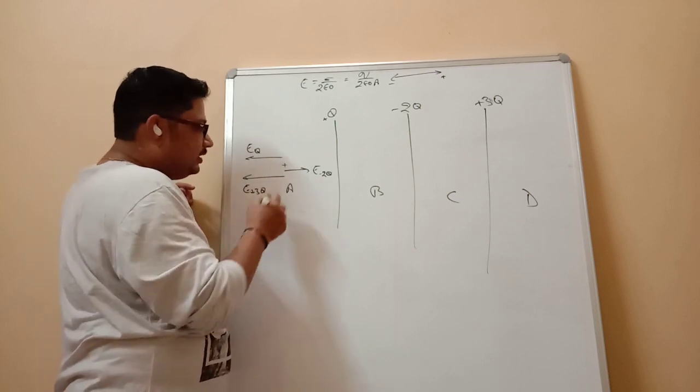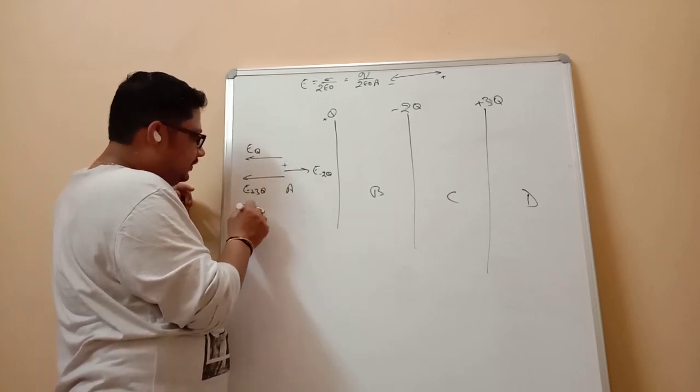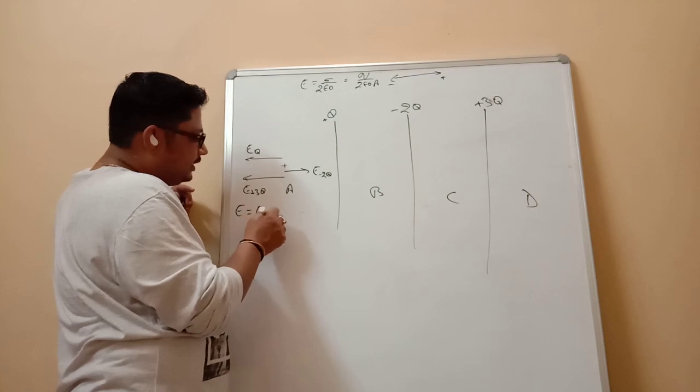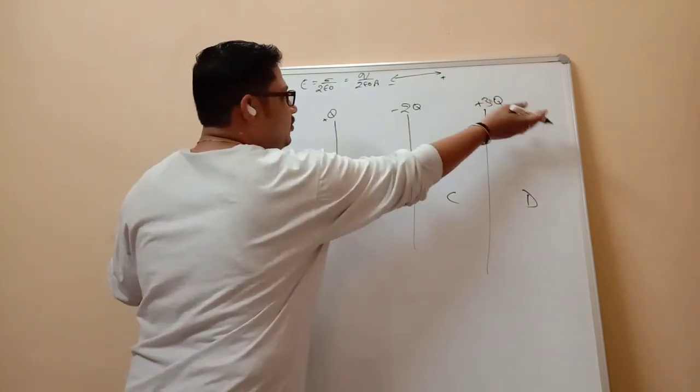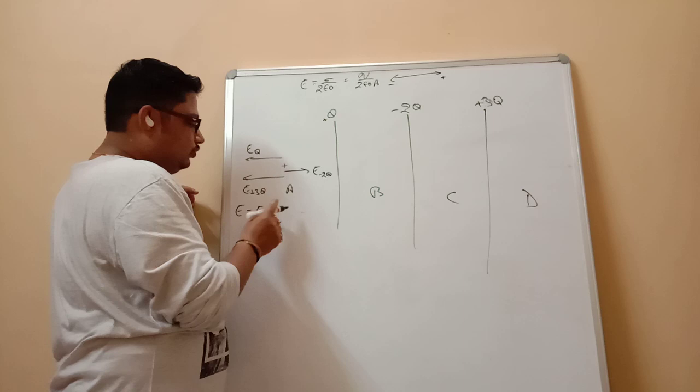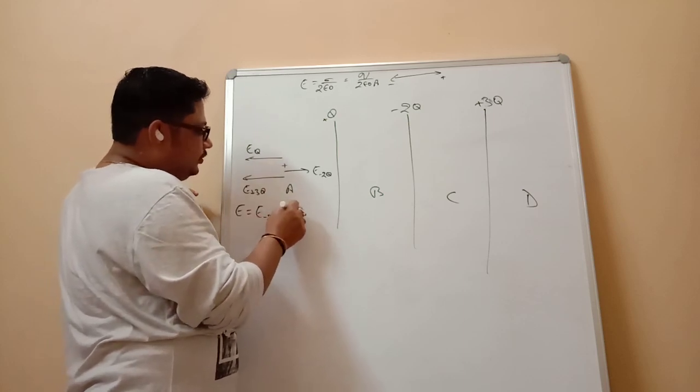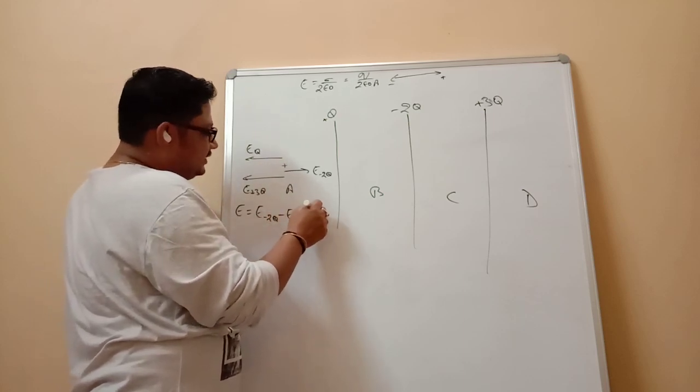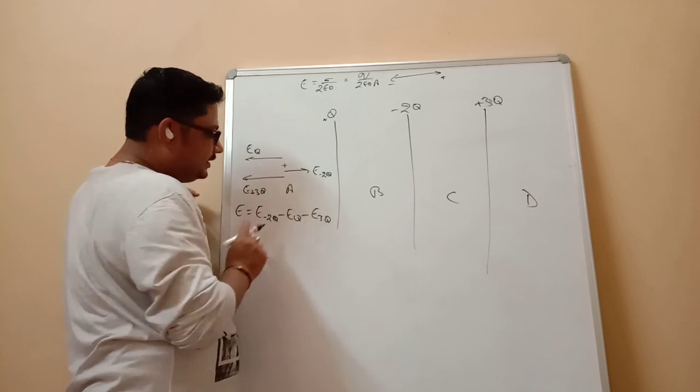So if we have to calculate the net electric field, then E will be E minus 2q. Again, if you consider rightward to be positive and leftward to be negative, E2q will be positive, minus EQ, minus E3q. Now this is the net electric field.